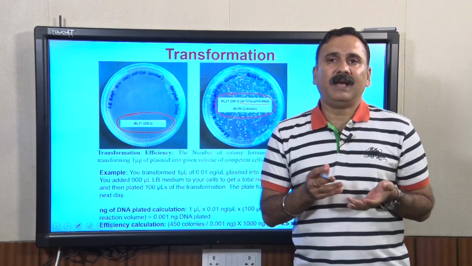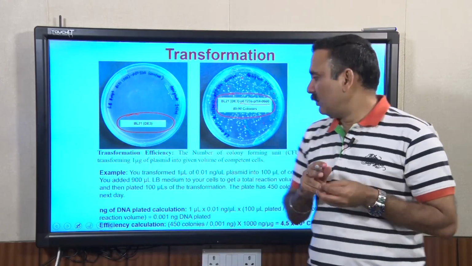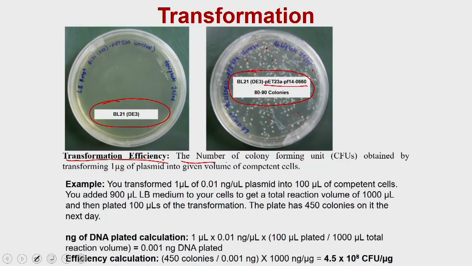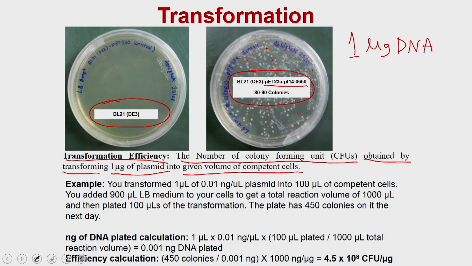This is called the transformation efficiency. What is meant by transformation efficiency is the number of colony forming units, meaning the number of colonies being formed, obtained by transforming 1 microgram of plasmid into the given volume of competent cells, which means the number of colonies you get if you do a 1 microgram transformation into the cells. That is called the transformation efficiency.